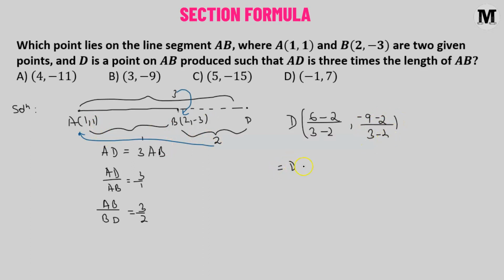Solving for D, we get 6 minus 2, that's going to be 4, divided by 3 minus 2, that's 1. So we have the x coordinate as 4. Then the y coordinate, that's -9 minus 2, which is -11, divided by 3 minus 2, that's 1. So that means option A is going to be the correct answer.